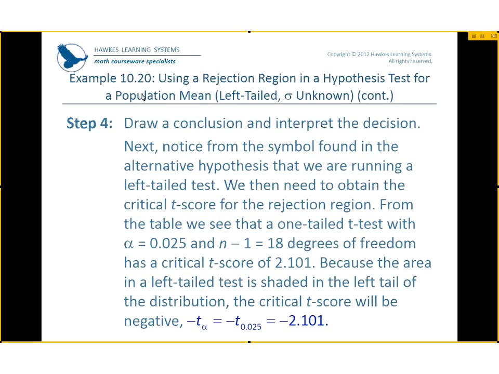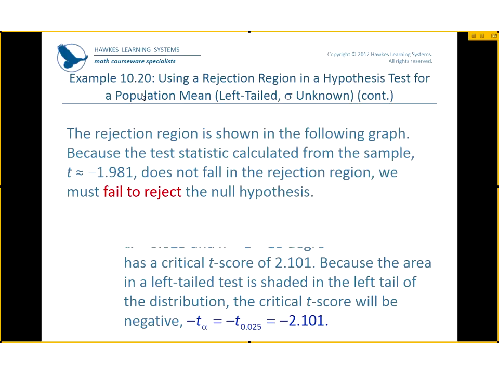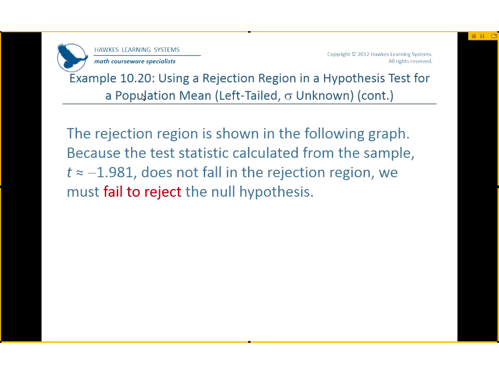All right, we're going to draw a conclusion and interpret the results. Next, notice the symbol found in the alternative hypothesis for our left-tailed test. Then we need to obtain the critical t-score for the rejection region. From the table, we see that a one-tailed test with a significance level of 0.025 and n minus 1, which is 18 degrees of freedom, has a critical score of 2.101. But because it is a left-tailed test, shaded in the left tail of the distribution, remember, we add a negative sign to the 2.101.